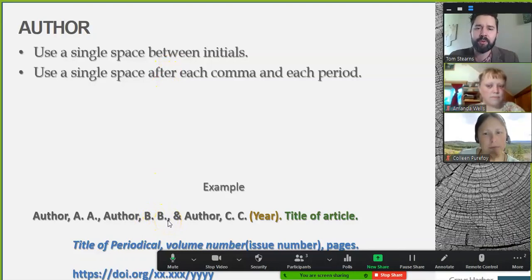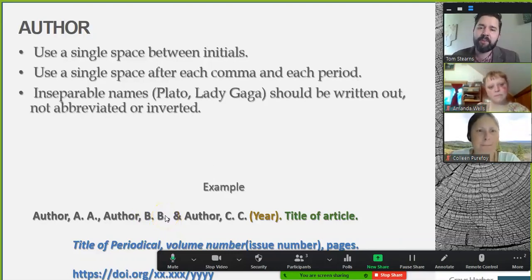And this is really important too, because this helps your reader distinguish and recognize that this BB belongs to this name author here. And I just realized this says after each comma, and after each period, but I want you to note that after the periods of initials, you don't put a space after that period.